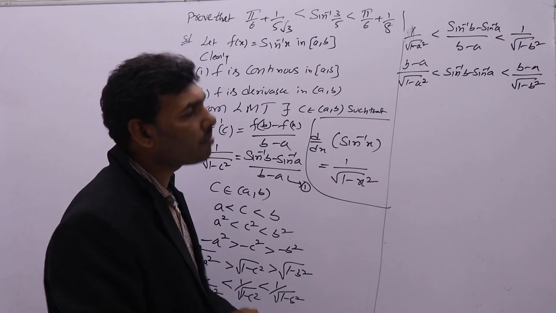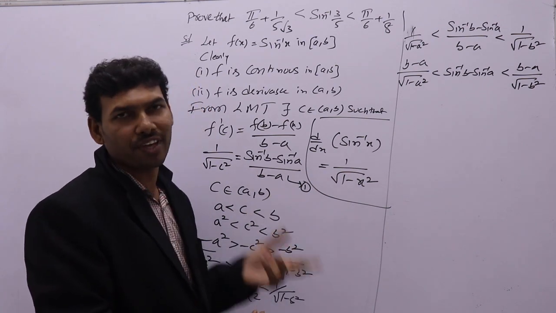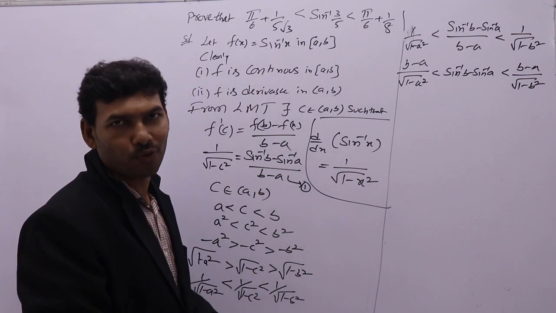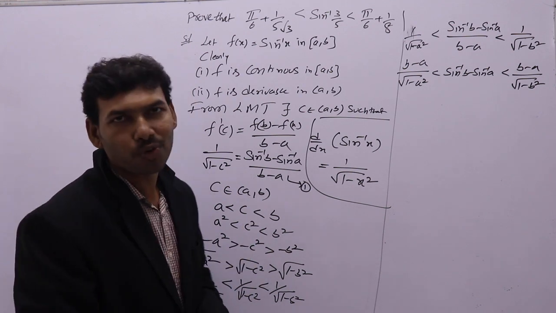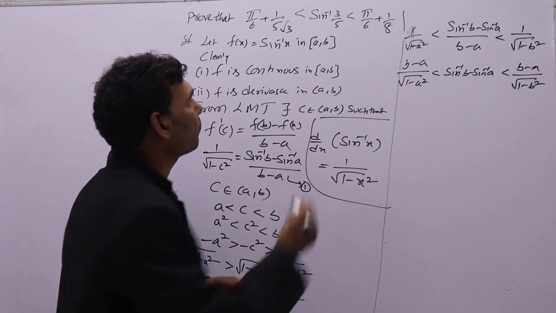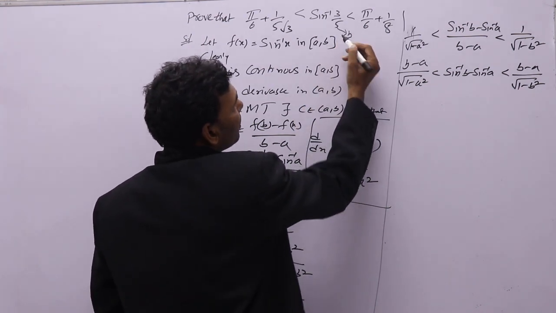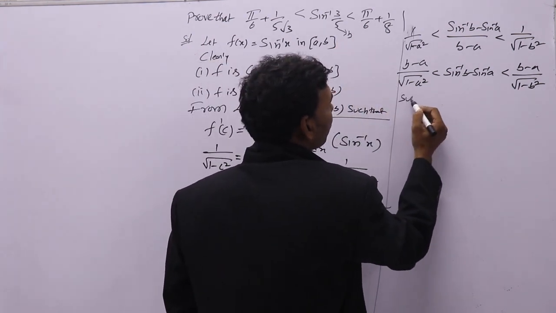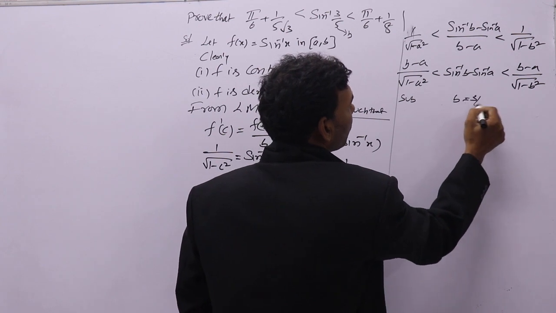Now by writing some different values of a and b, you can easily derive what we need to derive. I said the technique of how to take the a and b values. The same technique I am going to follow for this problem also. This one you can take as b. So substitute b equal to 3 by 5.